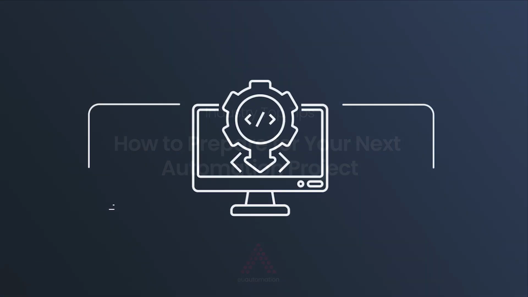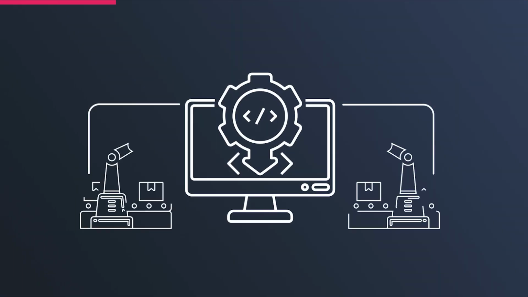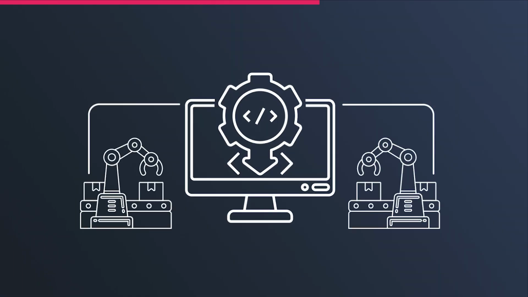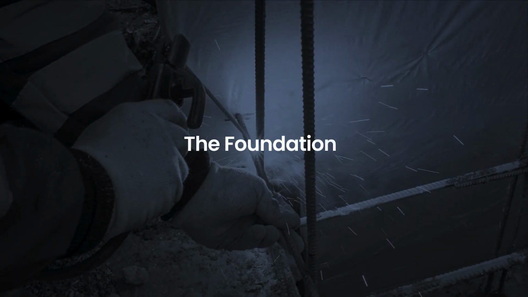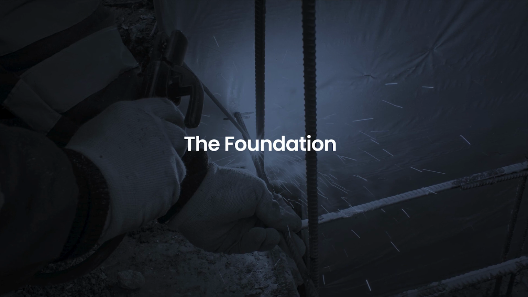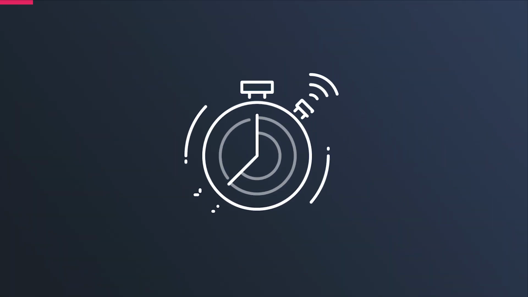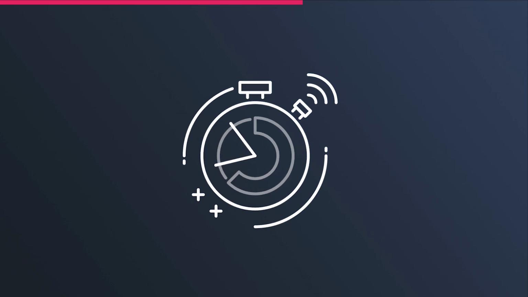If you're gearing up for your next industrial automation project, you may be wondering how to minimize risks and ensure that it's a success. Let's walk through some key steps to successful automation adoption. First, you'll need a strong foundation with clear objectives to keep the project on track and within budget.